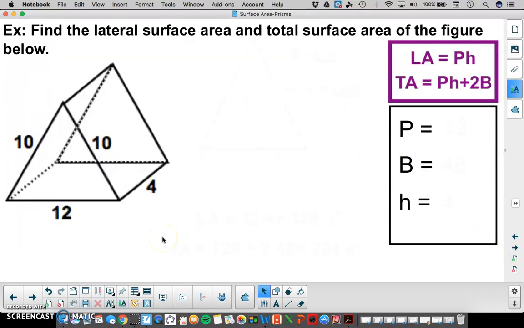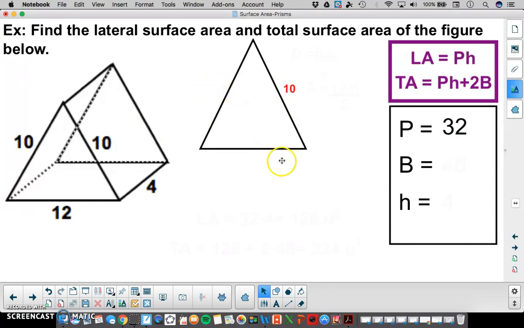In our next example, we have a triangular prism, and we're finding the perimeter of that base, then the area of that base, and the height of the prism. The perimeter of the base, we'll just add all our sides together, 10 plus 10 plus 12, which is going to be 32. To find the area of the base, we have to find the area of the triangle. The two triangles are our bases in the triangular prism. So the triangle has side lengths of 10 and 10 and then 12.